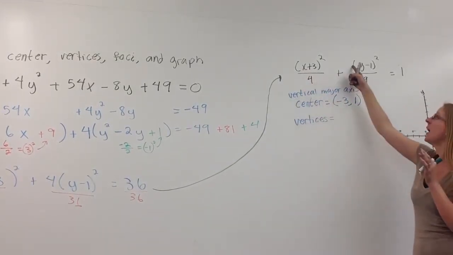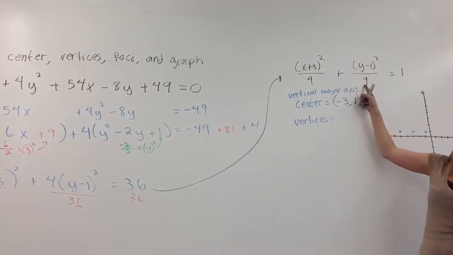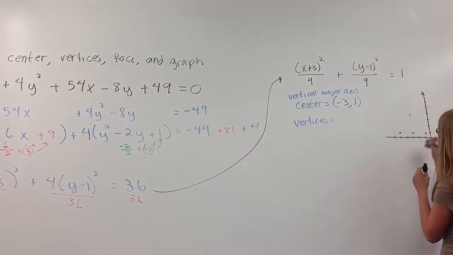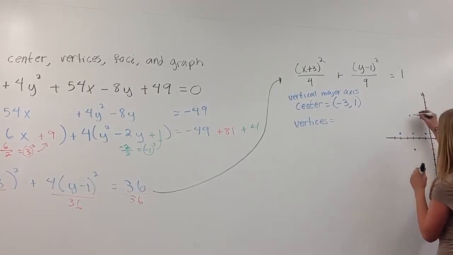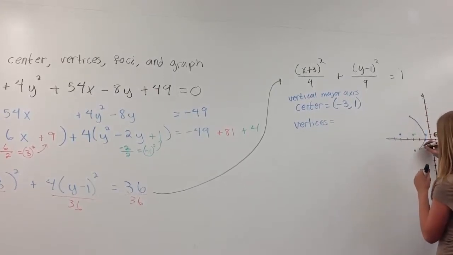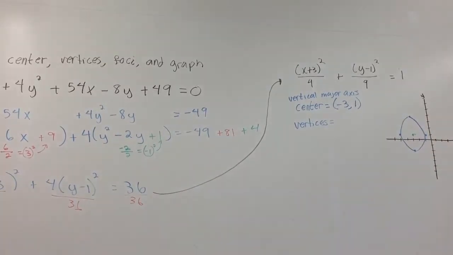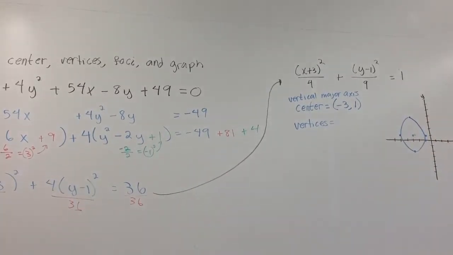The radius in the y direction would be what? 3. So that means I'm going to go up 3 and down 3. And then I'm going to connect that as a perfect oval. And it has to be perfect. If you guys have it not perfect, you will lose it.